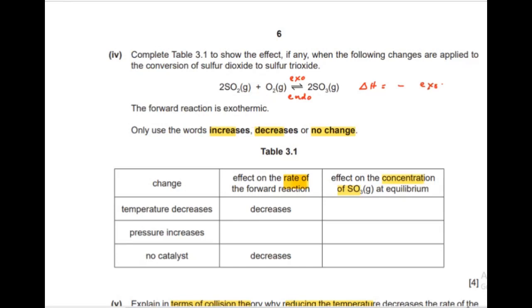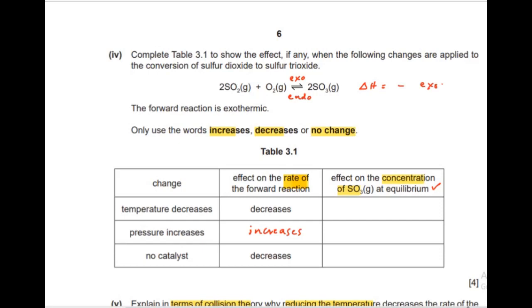So pressure increases. When the pressure increases, the particles come close to each other, the volume decreases, and there will be more effective collisions. So if you increase the pressure, definitely the rate of reaction will also increase. Now, this is about the shifting of equilibria. When equilibrium shifts, either from left to right or from right to left, then you can decide about the concentration of sulfur trioxide in the equilibrium mixture.